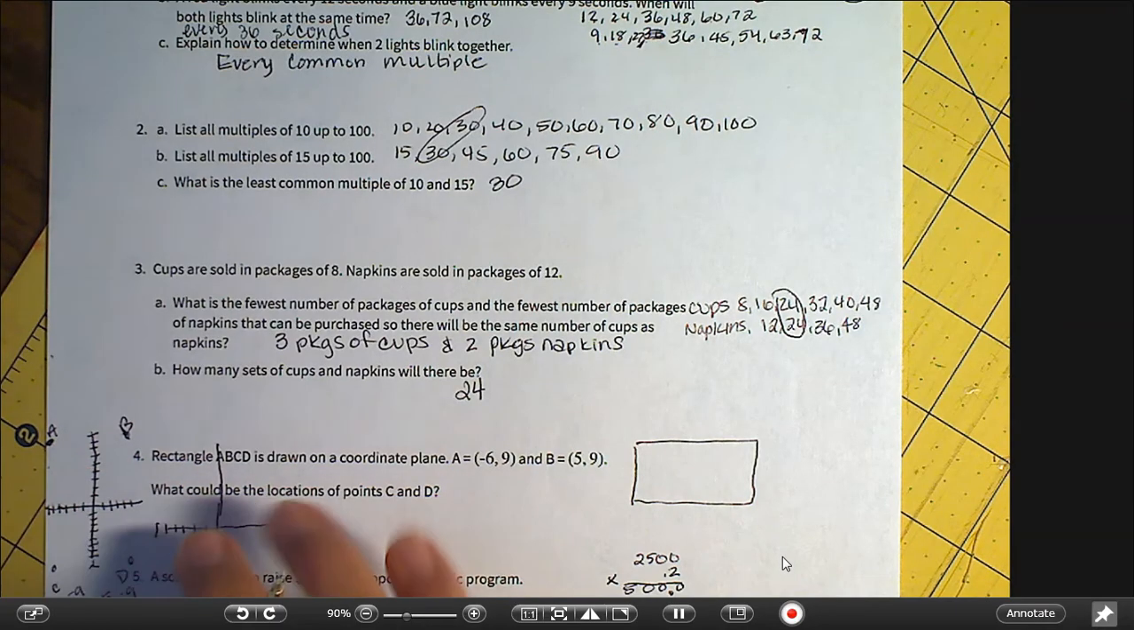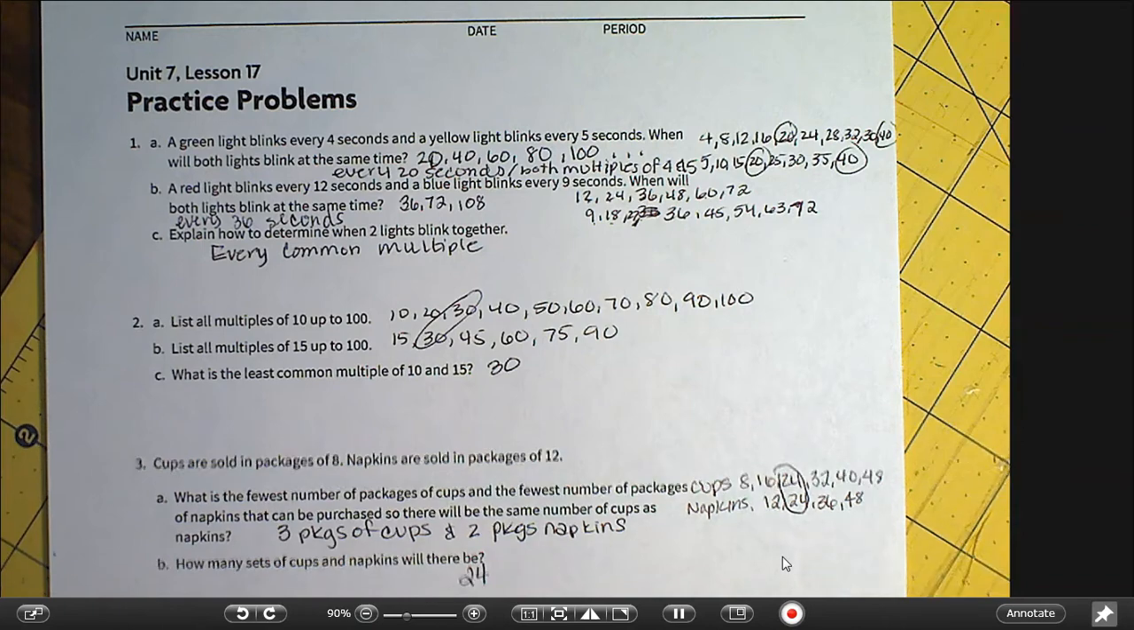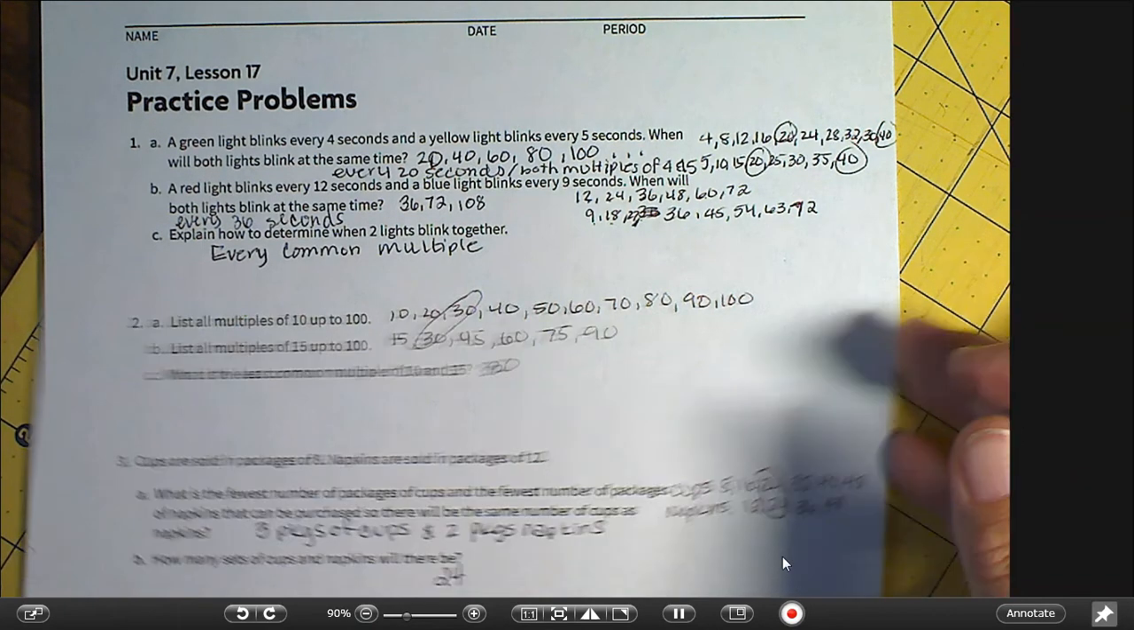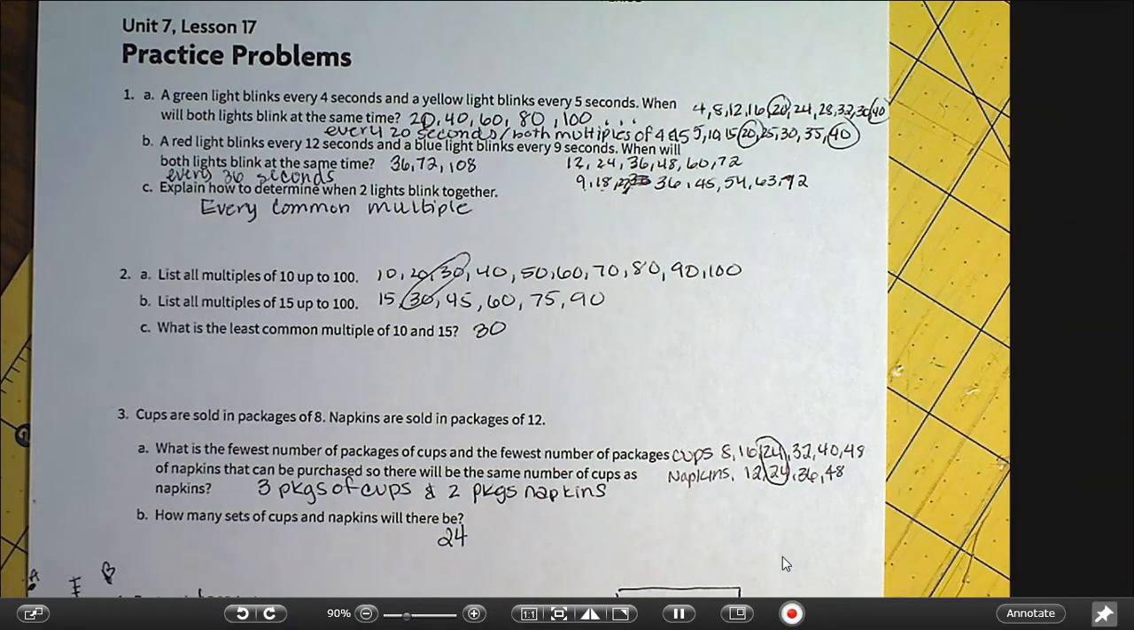Okay, we are correcting Unit 7, Lesson 17 practice problems. I usually do it on my iPad, but I decided to just print it out and do it this way. It's a little bit easier.